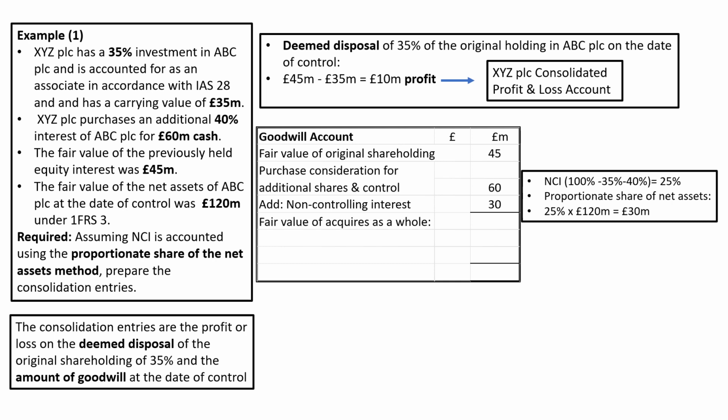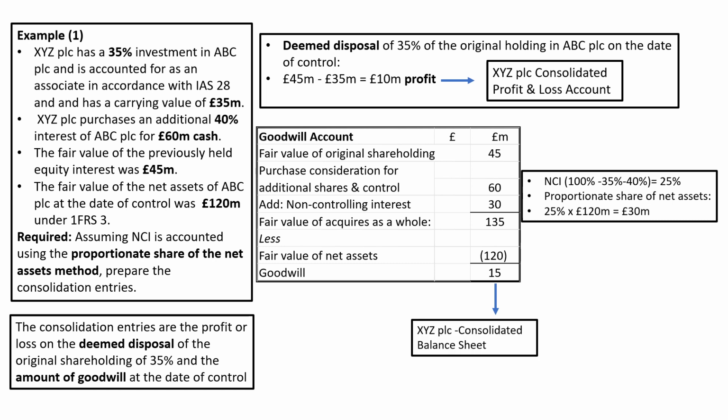We then add up all the fair value of the acquiree as a whole, and that gives us $135 million. We take away from that the fair value of the net assets, which were given as $120 million, and we take one away from the other, and we get a goodwill amount of $15 million. This amount will go to the XYZ consolidated balance sheet.